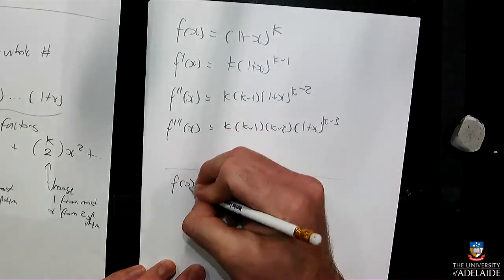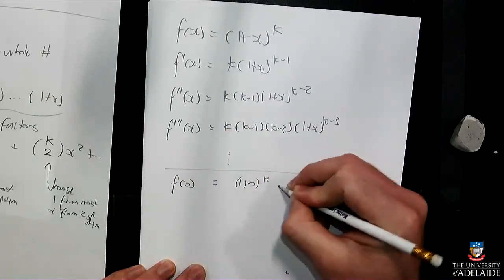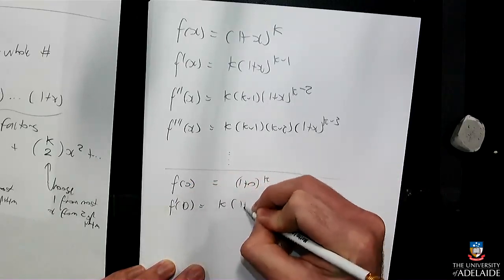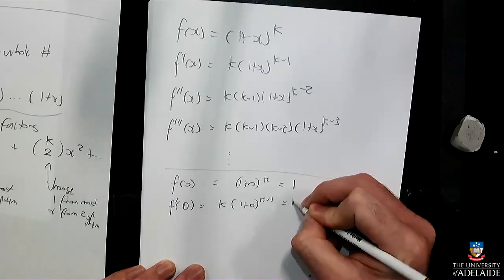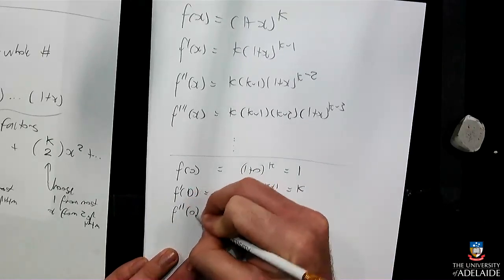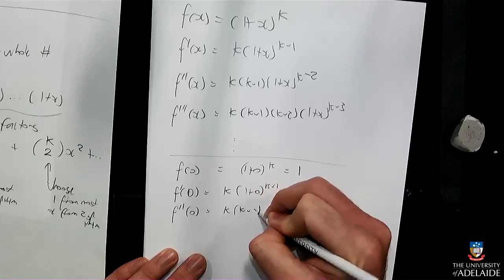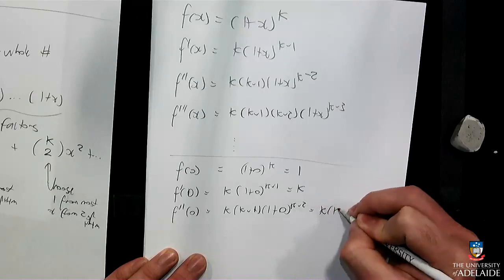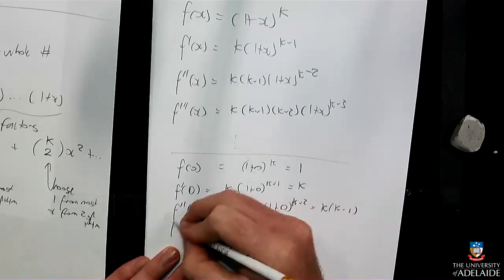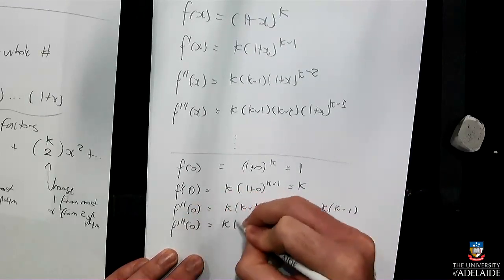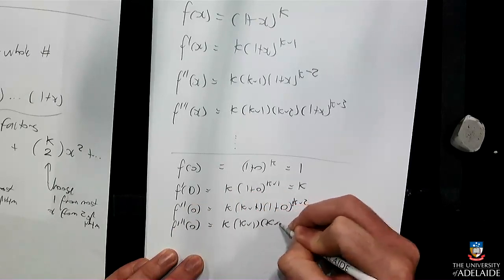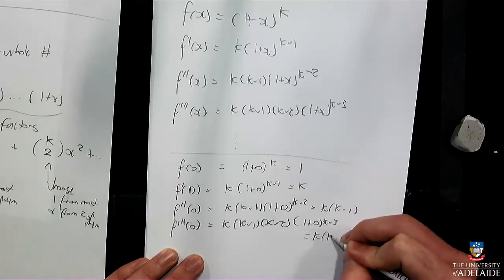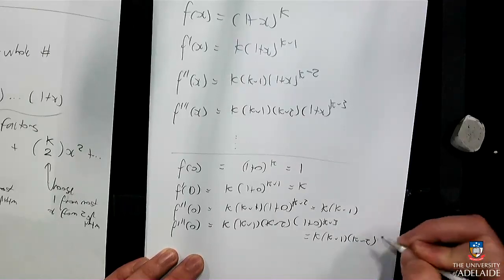And so f of 0 is 1 plus 0 to the k, which is 1. And f dashed of 0 is k times 1 plus 0 to the k minus 1, which is k. And f double dashed of 0 is k times k minus 1 times 1 plus 0 to the k minus 2, which is k times k minus 1. And f triple dashed of 0 is k times k minus 1 times k minus 2 times 1 plus 0 to the k minus 3, which is k times k minus 1 times k minus 2.